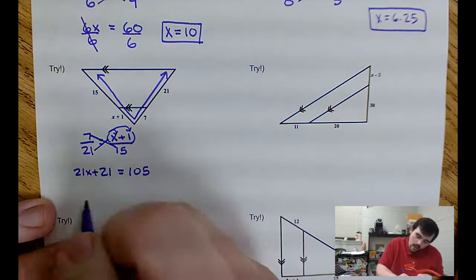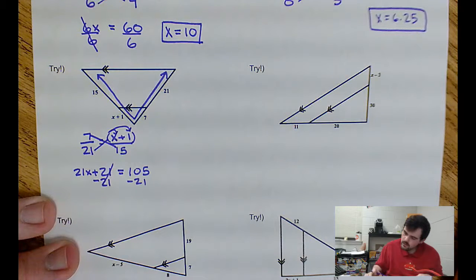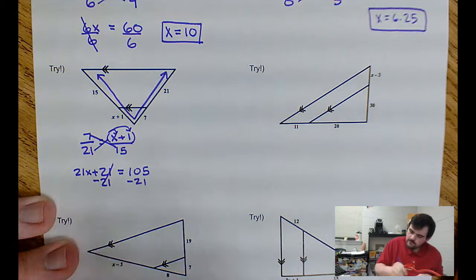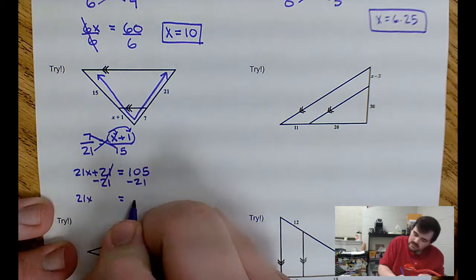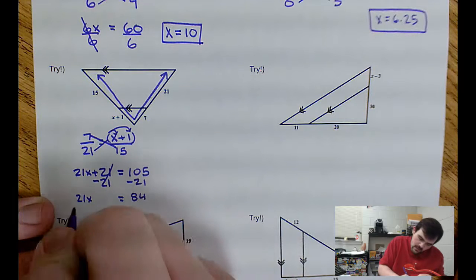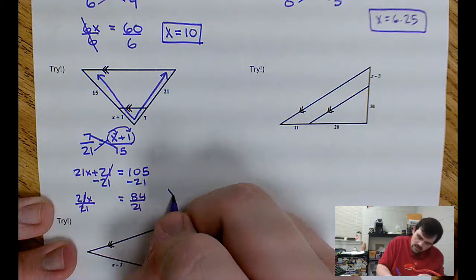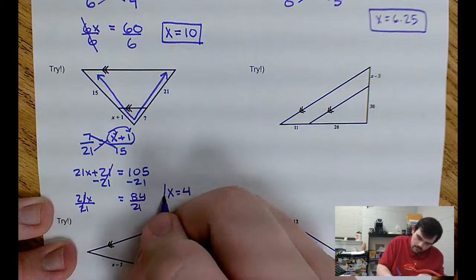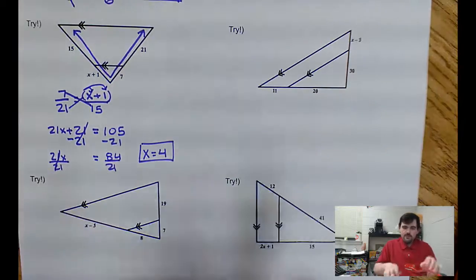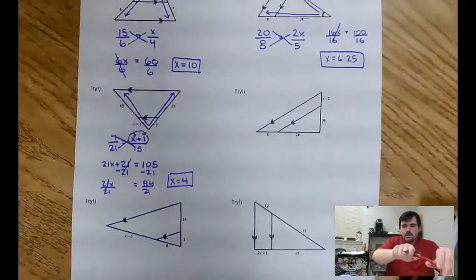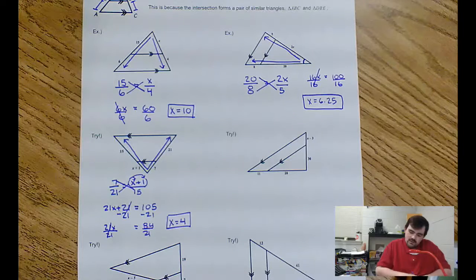Okay? Subtract 21 from both sides and divide by 21. So 21x equals 84. Divide by 21, and you end up with x just equals 4. Okay. Try the other three that you see here on the screen. Take a couple minutes, pause the video, and try the next three.